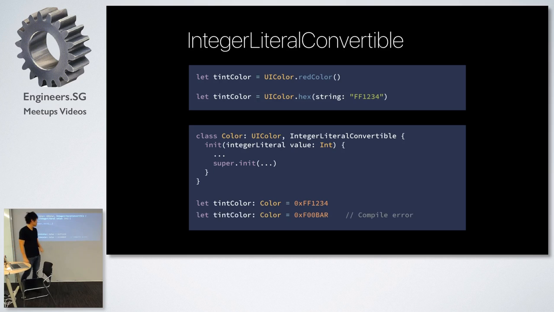Bonus is, this won't compile, because there's an R, and R is not a hexadecimal digit. Right? Isn't that better than this? So now you get some sort of type checking there as well, because you are initializing something that's represented by numbers from numbers.